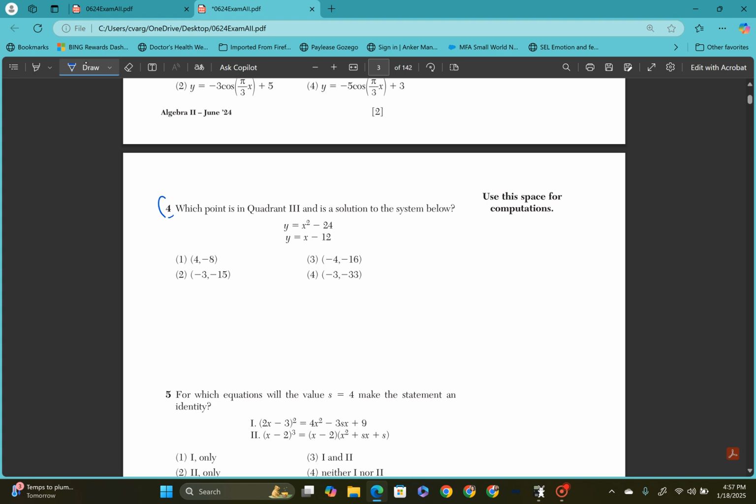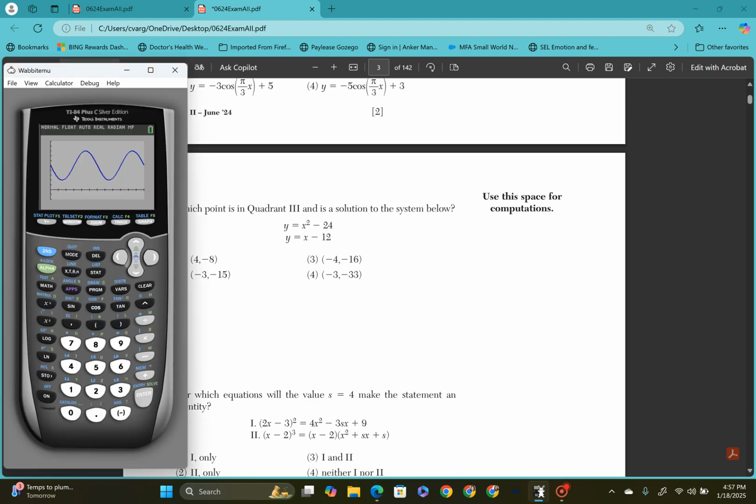Question number 4, we should also circle this. So the first 4, we haven't eliminated anything yet. Solution, again, you're going to go to y equals and you're going to type these in. So y equals x squared minus 24. So we're definitely going to have to change our window here.